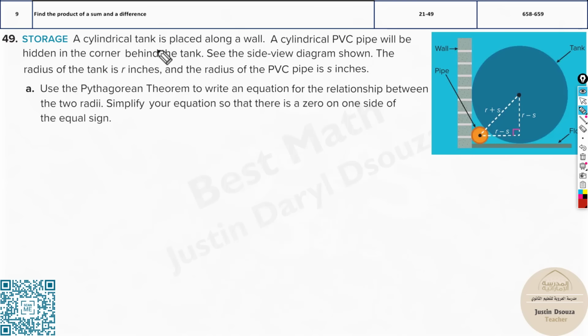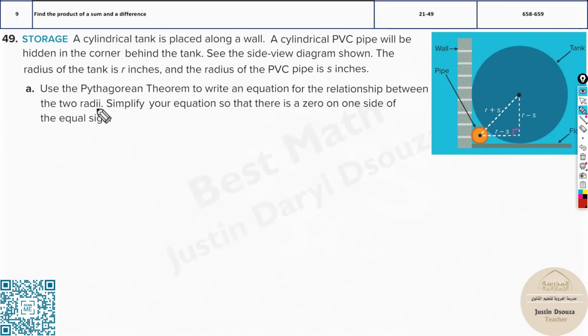We have an interesting problem here. A cylindrical tank is placed along a wall. See, you can see this is the wall and this is the tank. A cylindrical PVC pipe will be hidden in the corner behind the tank. Okay, this is the one. See the side view of the diagram. This is the top view basically. The radius of the tank is r inches. This is r. The radius over here is r. And the radius of the PVC pipe is given as s. Smaller is s and the bigger one is r.